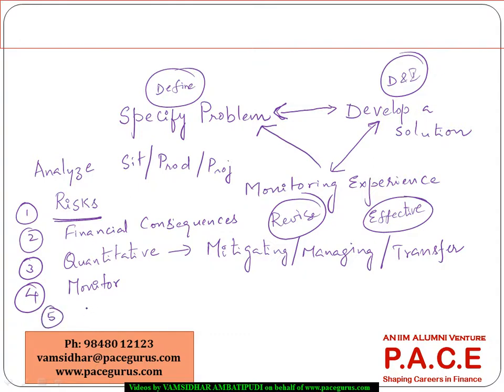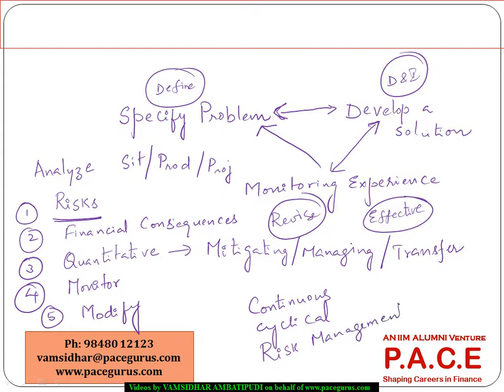Now, based on that experience, modify the process, change the approach, and again redo it. So this looks like a very continuous process. It is more and more cyclical in nature, and it is used for almost any kind of risk management activity, not just restricted to actuarial liability based risk.